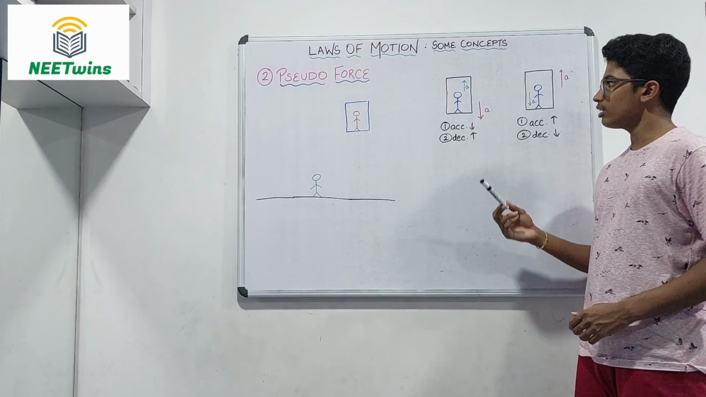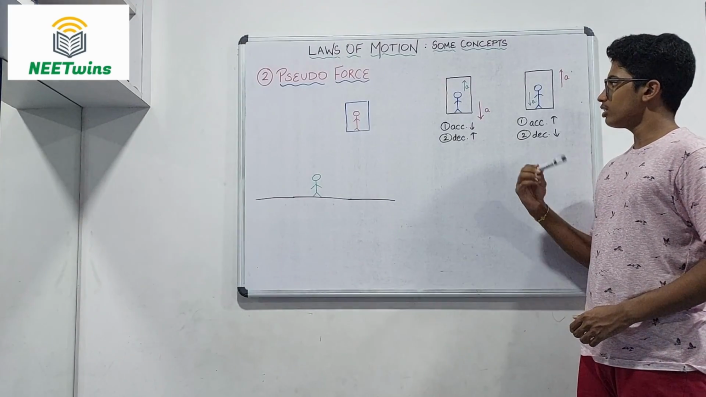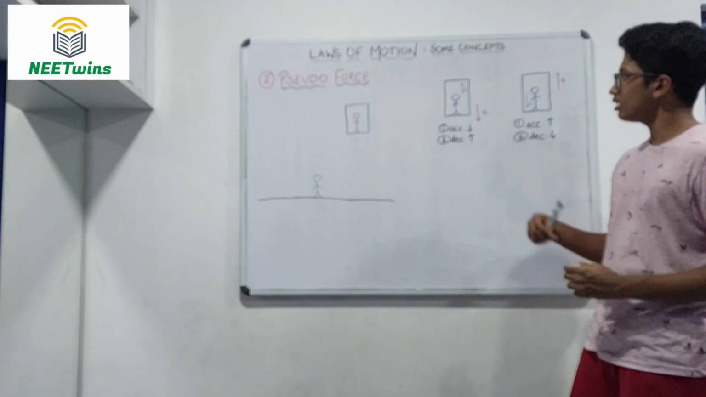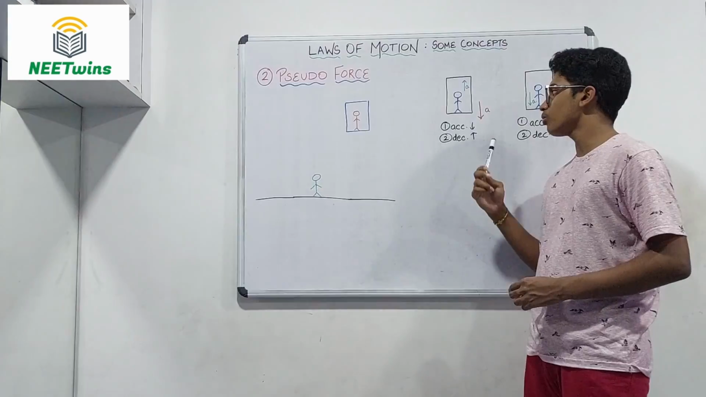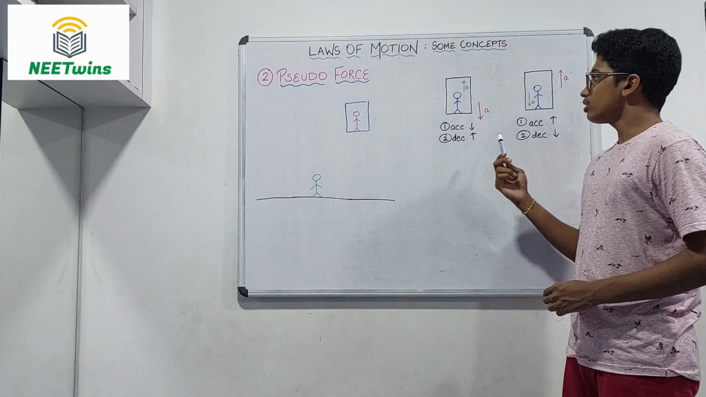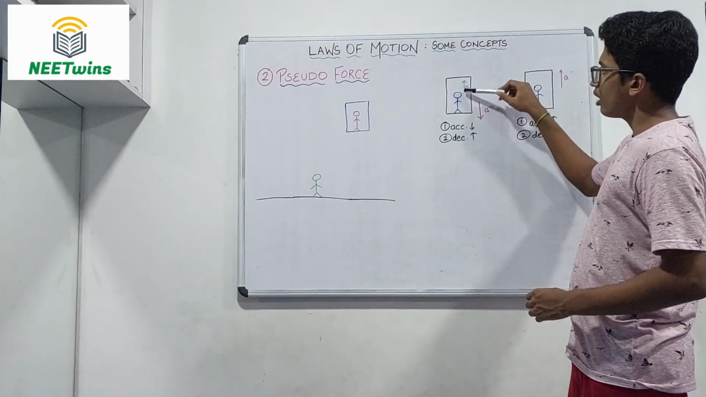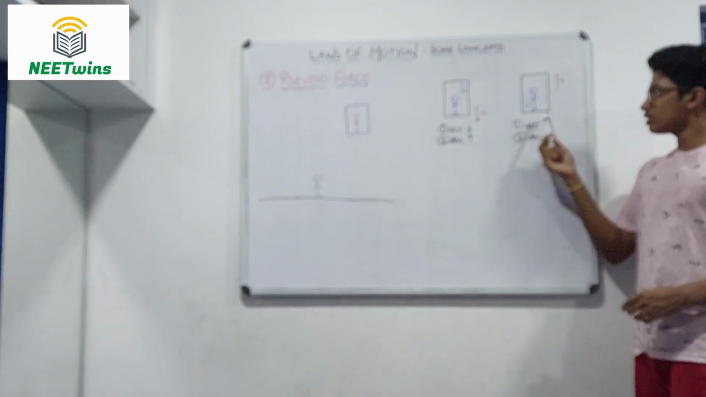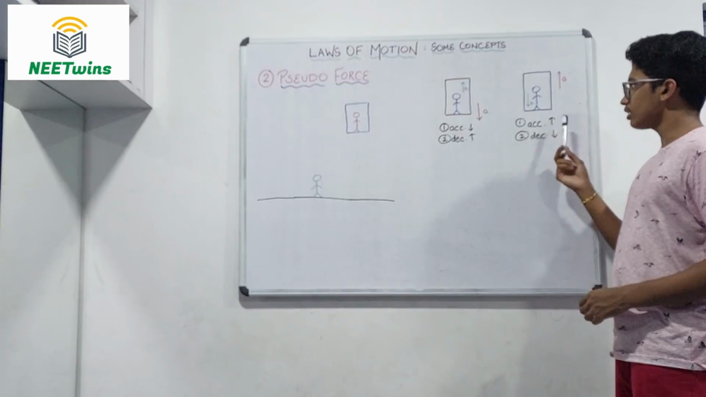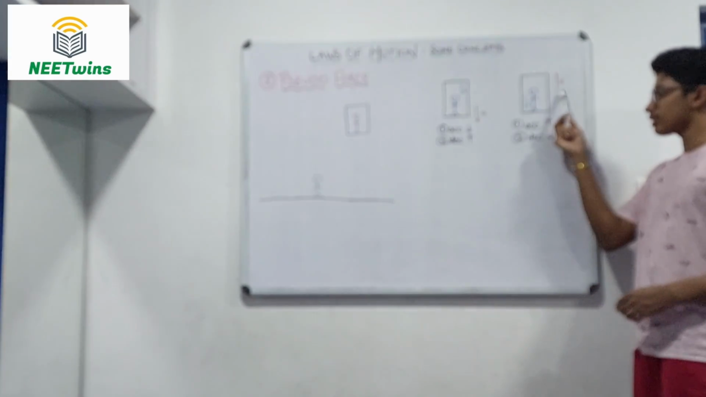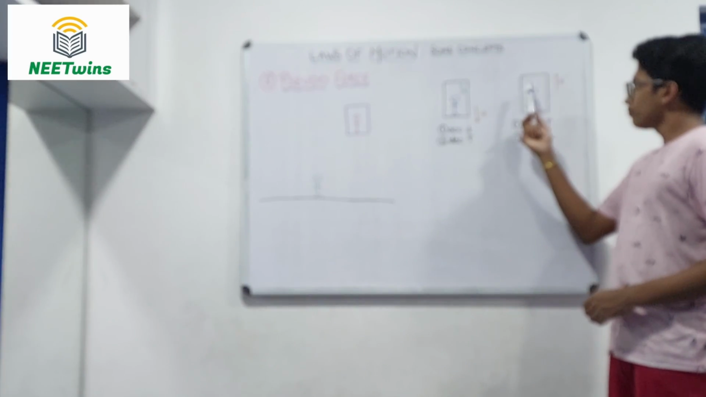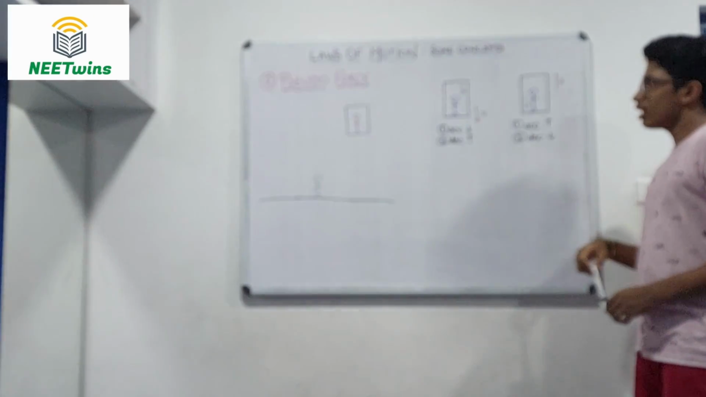Now let's consider the case of an elevator which is either accelerating downwards or decelerating upwards. In such a case, the acceleration of the elevator would be in the downward direction, but a pseudo force needs to be applied in the upward direction. Similarly, in case of this elevator that's either accelerating upward or decelerating downward, the acceleration of the elevator is in the upward direction, but the pseudo force needs to be applied in the downward direction.